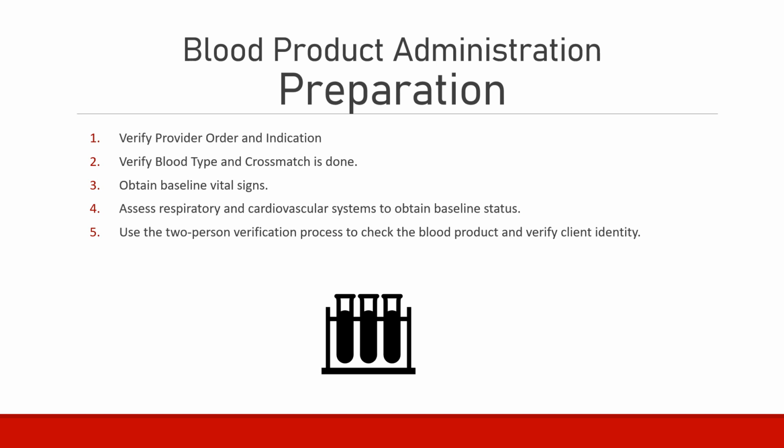And then the cross match part is done when they actually match that patient's blood product or blood type to whatever unit they're going to get. So the type and screen would be done to screen your patient, and then a cross match is done when you're ready to give blood.